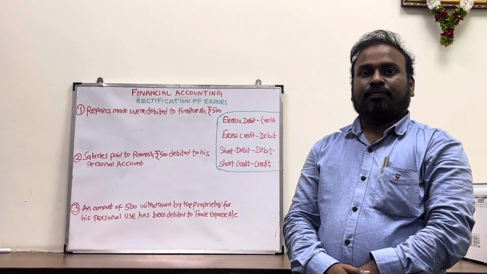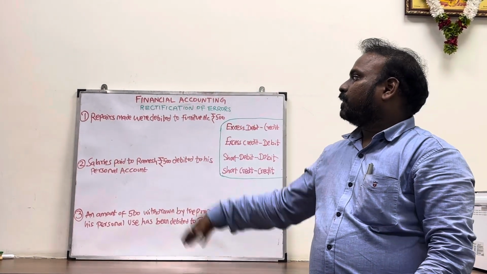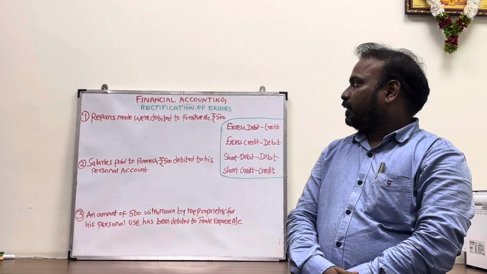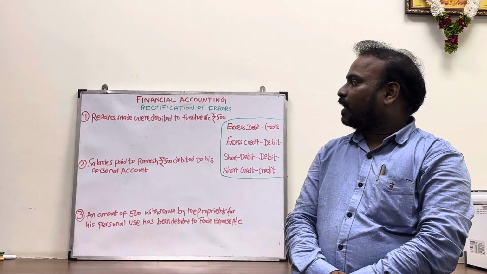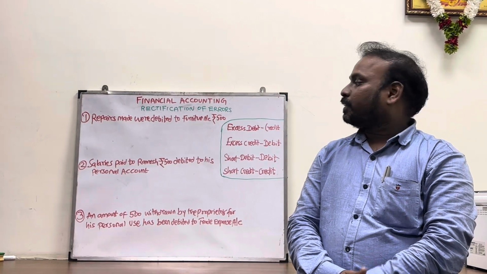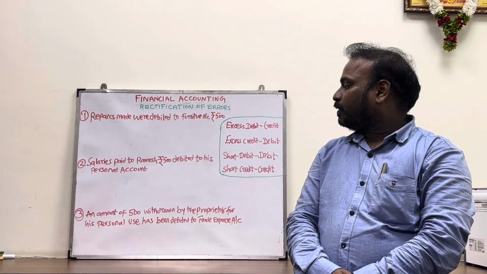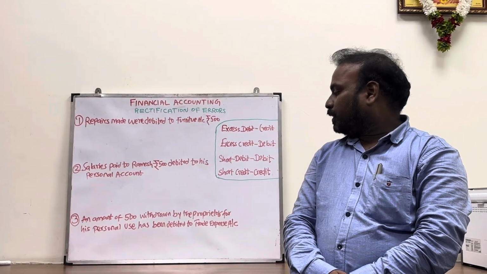Dear students, in this video we'll learn about double-sided error. I gave three situations. The first one is repairs made were debited to furniture account by 500. Second one, salary paid to Ramesh 500 debited to his personal account. Third one, an amount of 500 withdrawn by the proprietor for his personal use has been debited to trade expenses account.